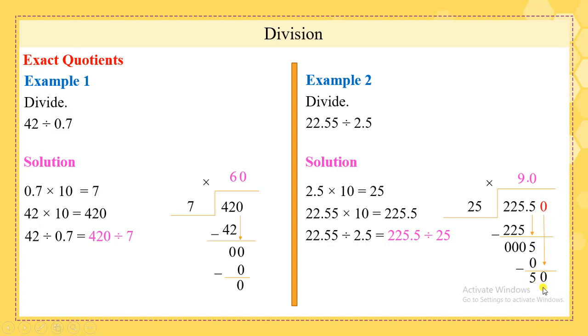Now we will be dividing 50 by 25. How many 25s do we need to get 50? The answer is in the multiplication table of 25. 25 times 2 is 50. Then put the 2 here up in the quotient. Now 2 times 25 is 50. It is time to subtract. 50 minus 50 is 0. Then our quotient is 9.02.